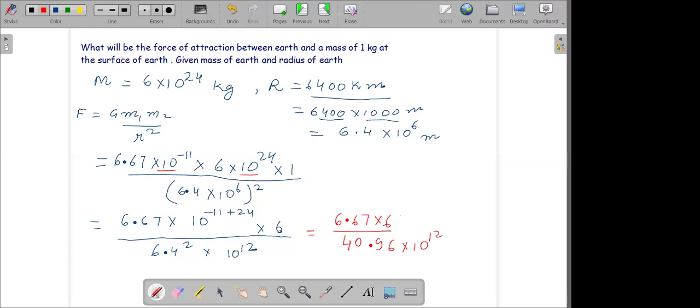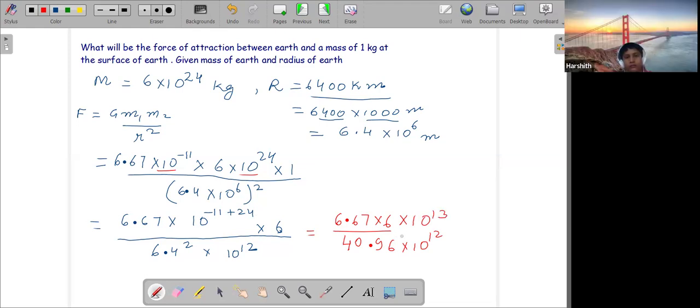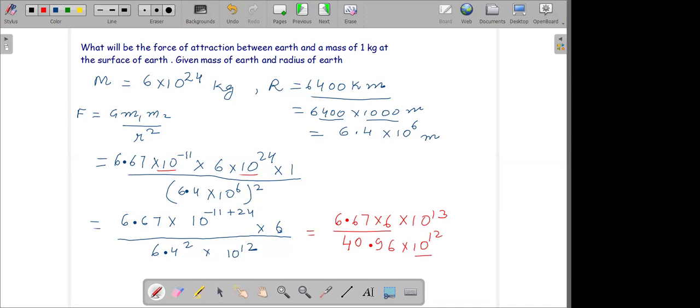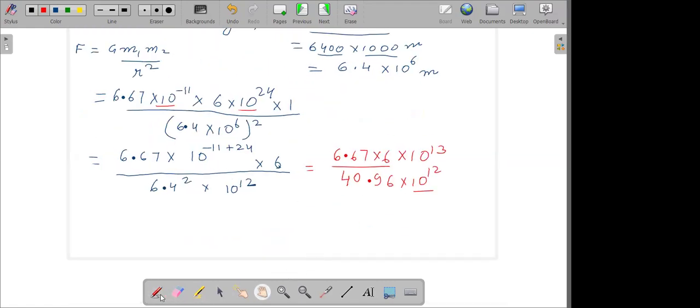In the numerator here you have multiply 10 to the power plus 24 minus 11. So if you add 24 and minus 11, you get here 13. Am I correct? 13 or what? Yes, we get 13. Now you take this 10 to the power 12 to the numerator. What do you get here? You get 6.67 multiply 6.